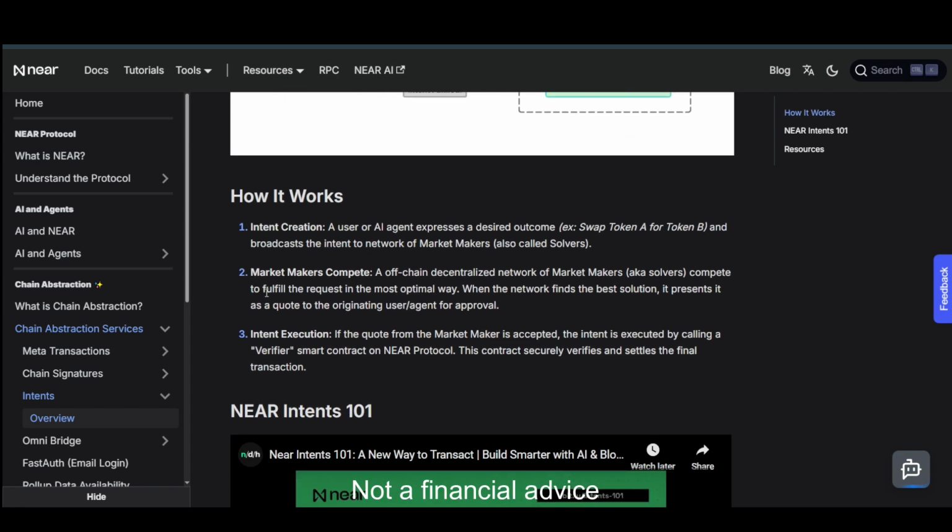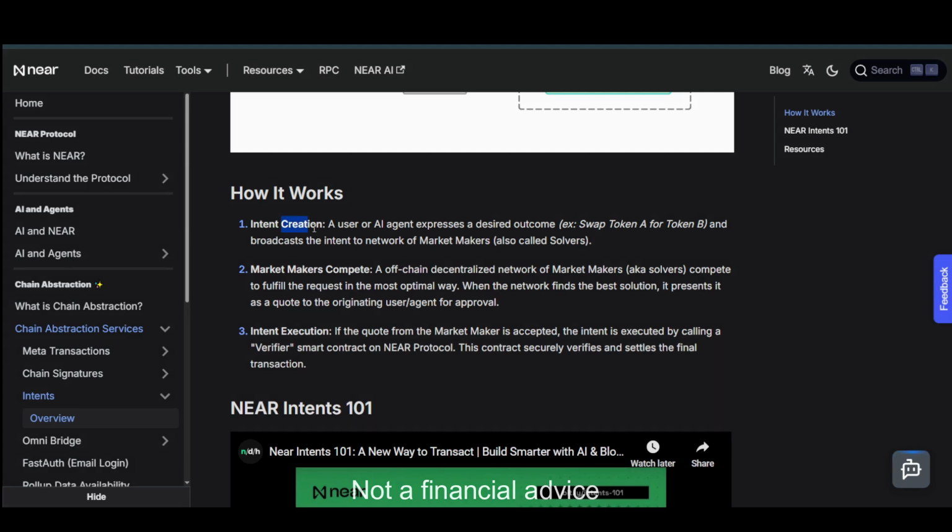How this works: we have intent creation. A user or AI agent expresses a desired outcome. For example, swap token A for token B, and this is given to the market makers, also called solvers, you can see here. After that, these market makers compete with each other. An off-chain decentralized network of market makers, aka solvers, compete to fulfill the request in the most optimal way.